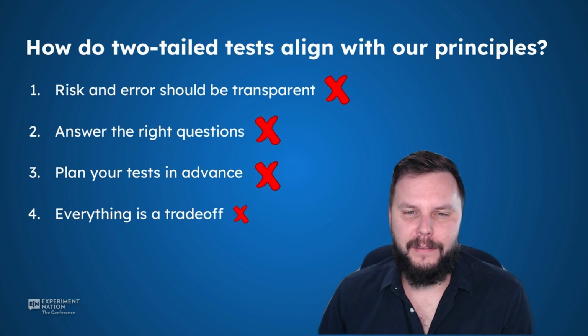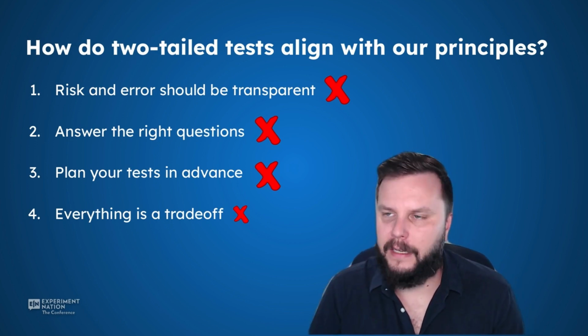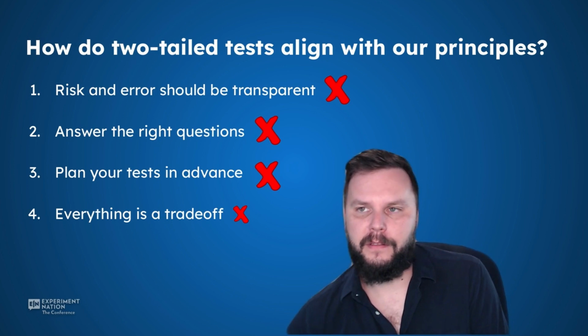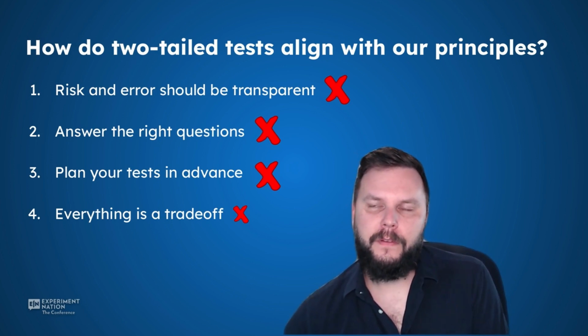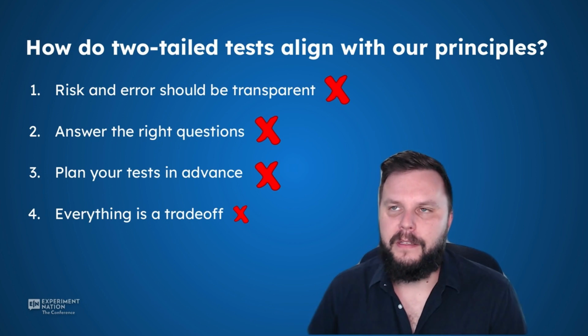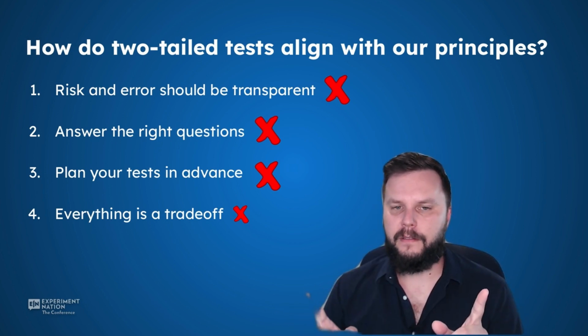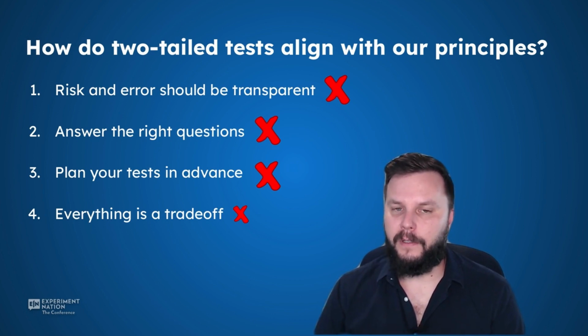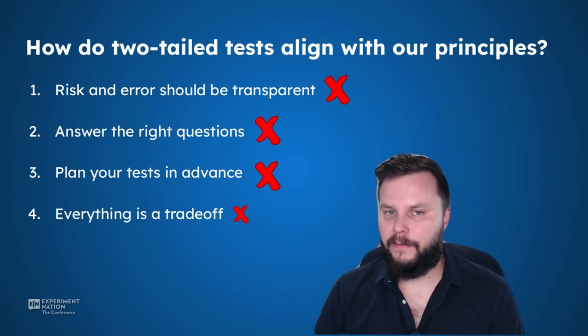So let's give a little bit of a score here for two-tailed tests and how they align with our principles. So risk and error should be transparent. I think it's a big no for that one. One, because of that type 3 error that I was telling you about, the sign error. And then the other thing is that, say you run a two-tailed test at 95% significance, what that actually means is that on any of the two tails, it's equivalent to 97.5% significance. Or if you're looking at your alpha, say you set your alpha to have a 5% false positive rate, on each of the individual tails, it's actually only a 2.5% false positive rate.